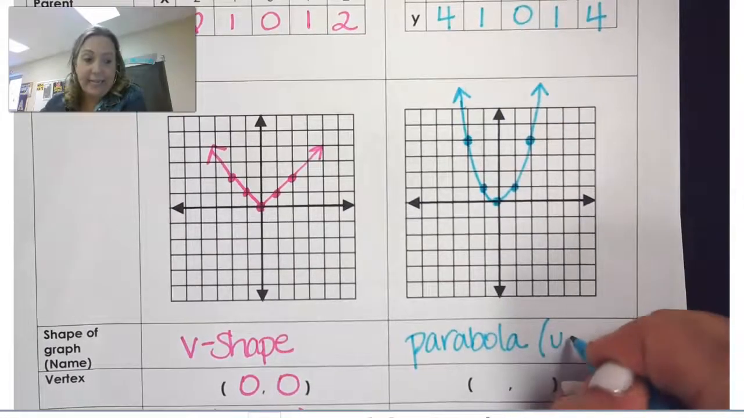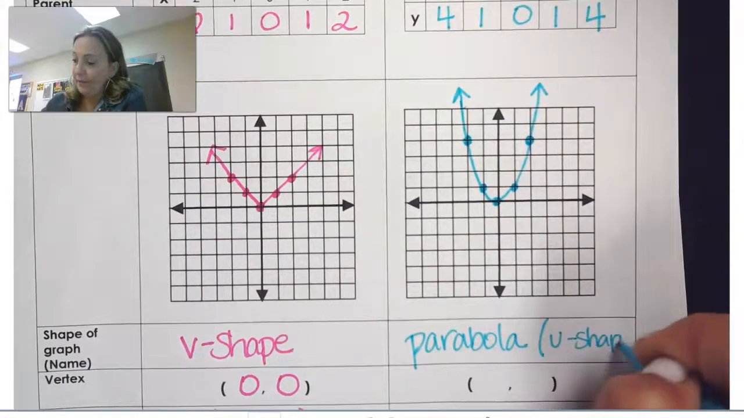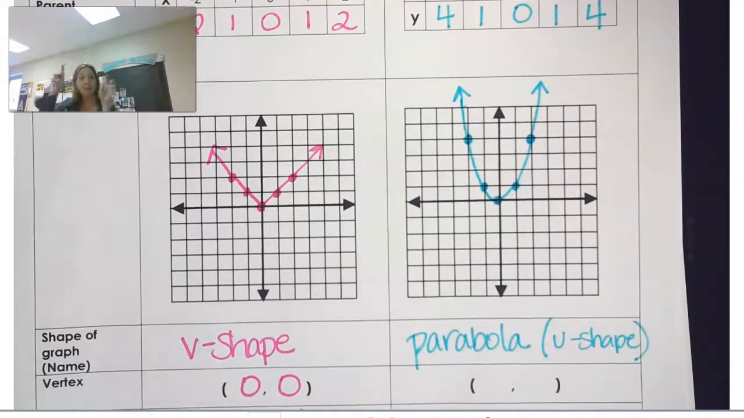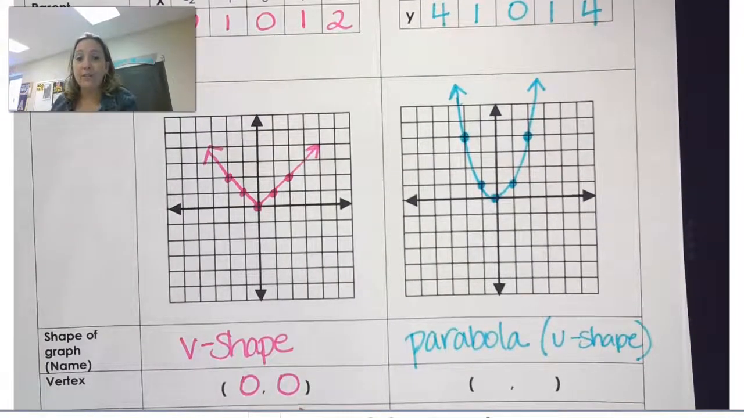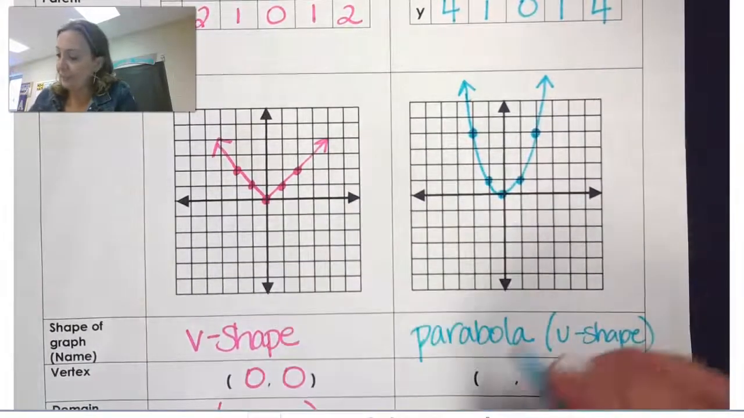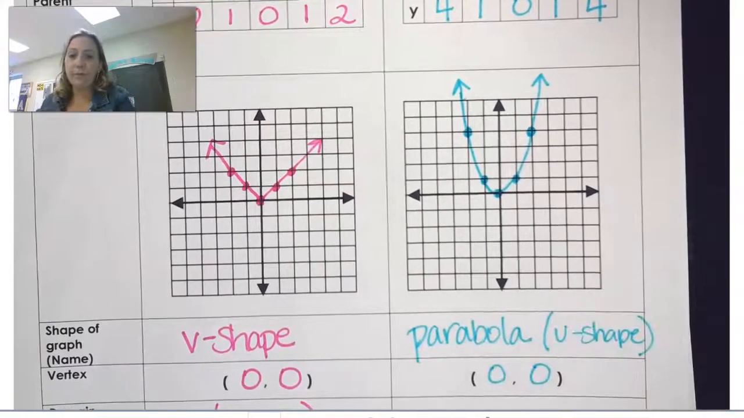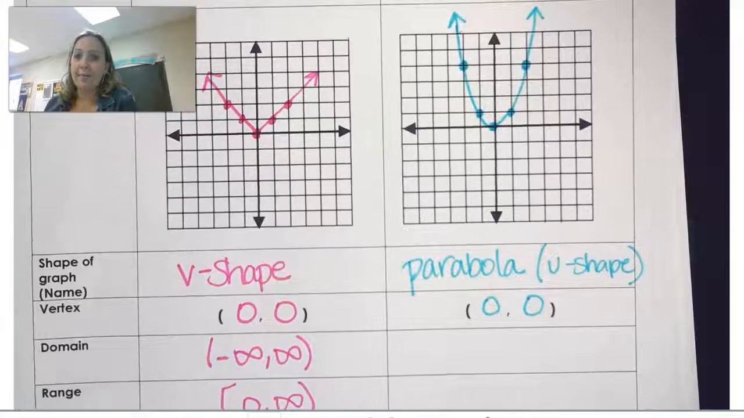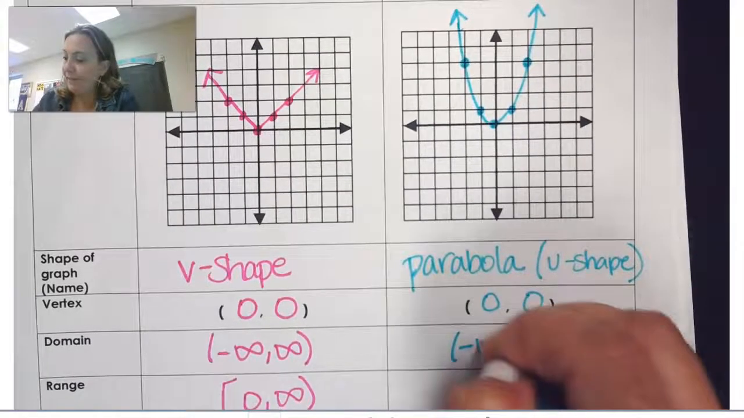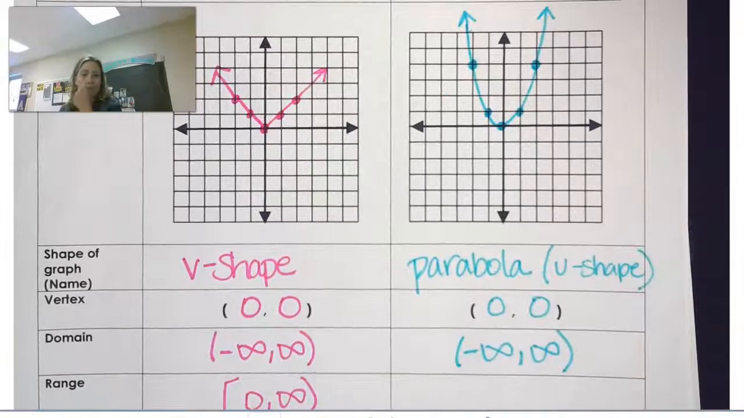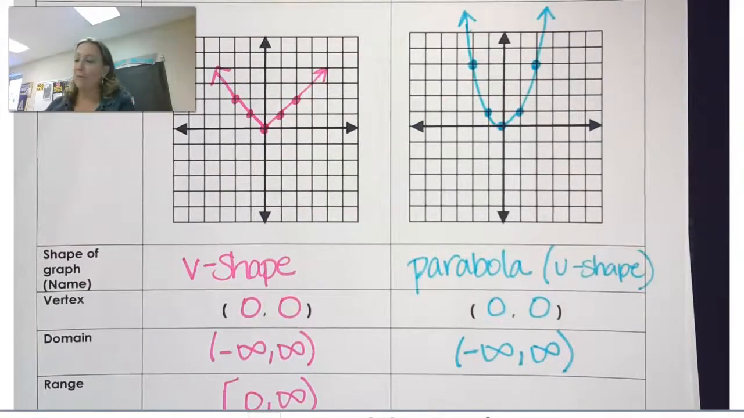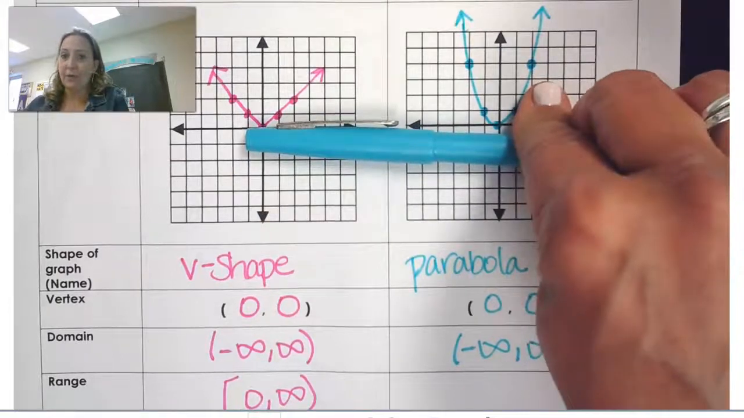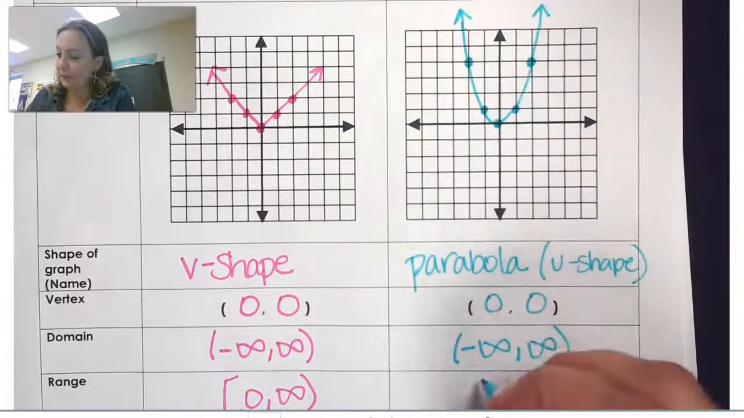And the parabola is a U shape instead of a V shape. That means it is not jagged at the vertex. It's a beautiful curve at that vertex. But I do see that the vertex is again at 0, 0. And I notice that I have arrows to the left and to the right. So I see that my domain is -infinity to infinity. And if I look at my y values, I start at 0 and everything above it is included.